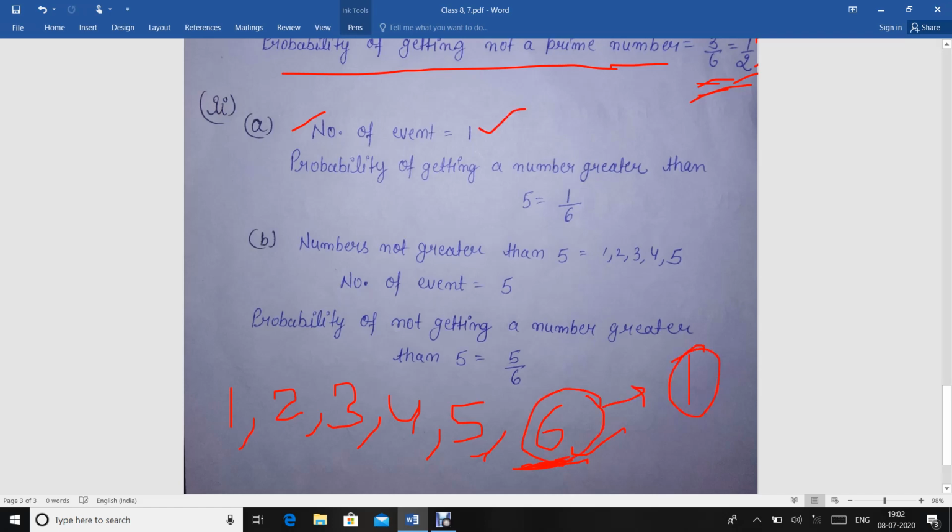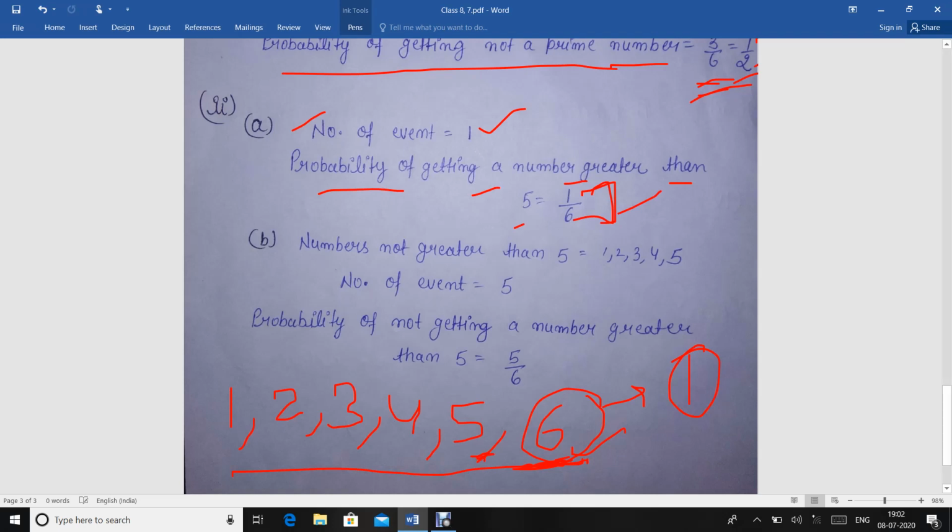So the number of events is equal to 1. Total outcomes are 6. So the probability of getting a number greater than 5 is equal to number of events upon total outcomes, that is equal to 1 upon 6. This is the answer. Part B is saying numbers not greater than 5.